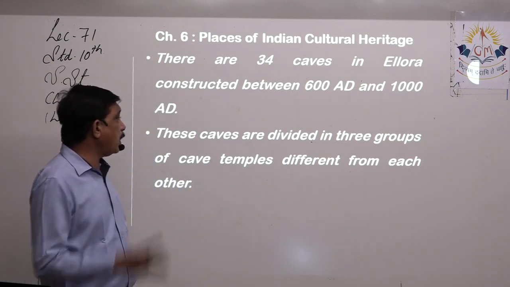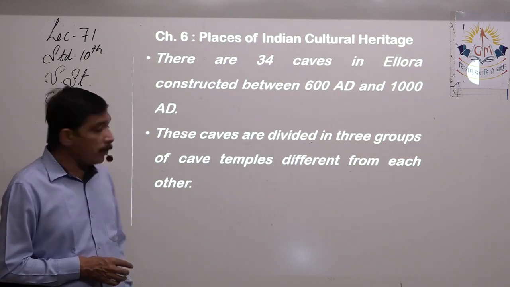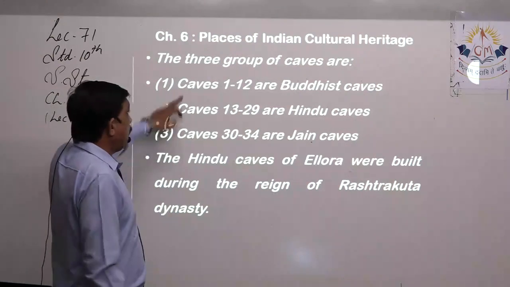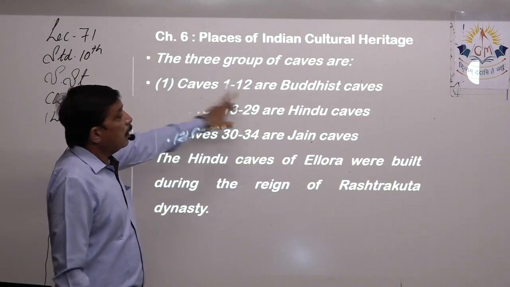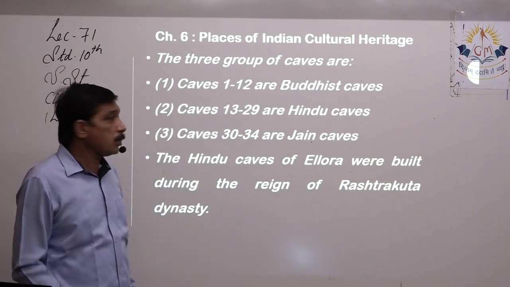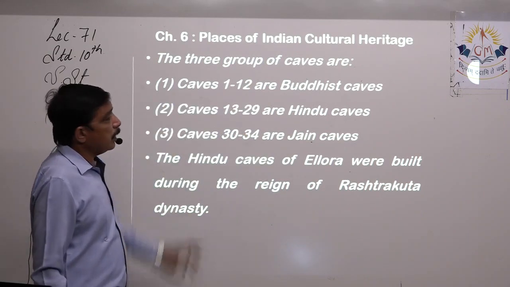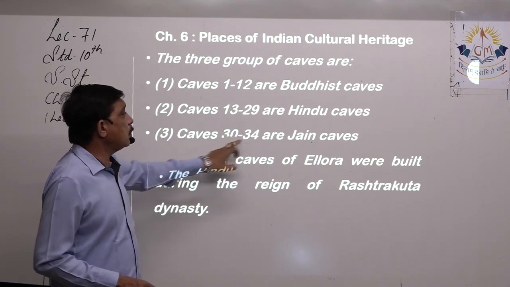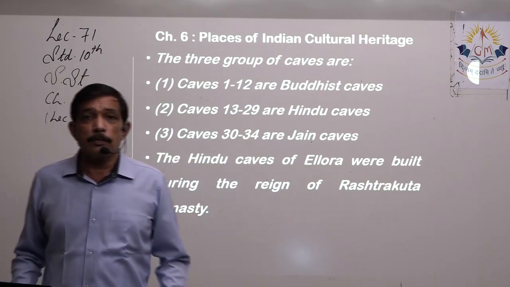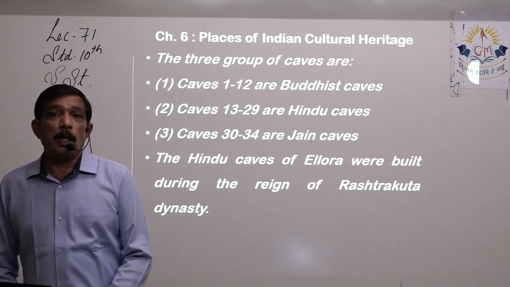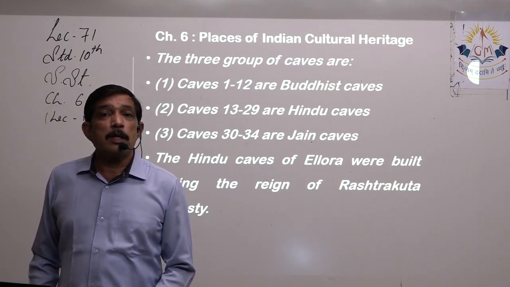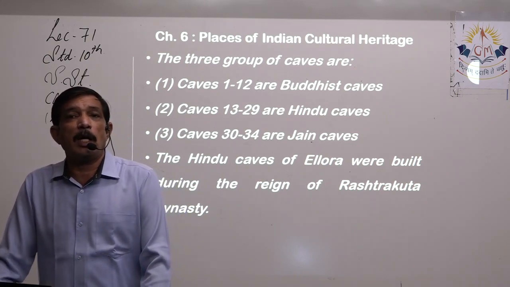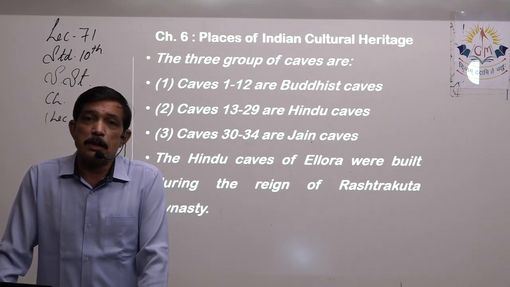These caves are divided into 3 groups of cave temples, different from each other. Now, number 1 to 12, they are specifically Buddhist caves. Cave number 13 to 29, they are Hindu caves. And cave number 30 to 34 are Jain caves. Right? Caves made for Jainism or the Jain religion. Yes? What better example can we have of unity in diversity?